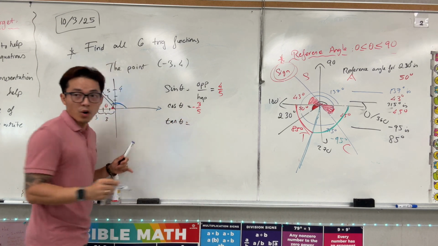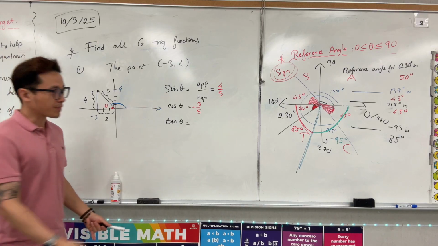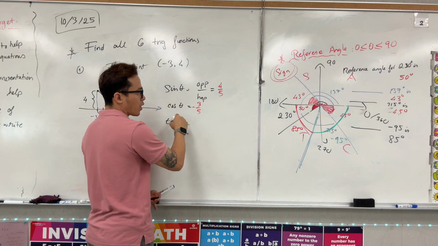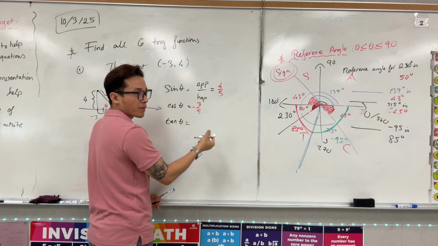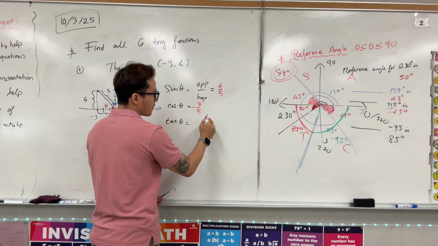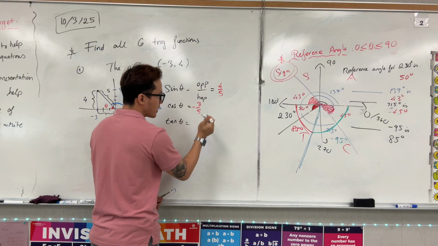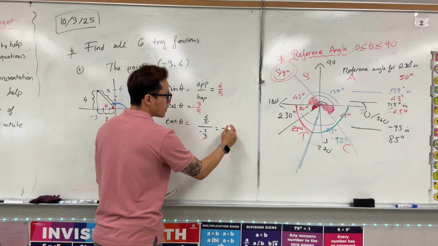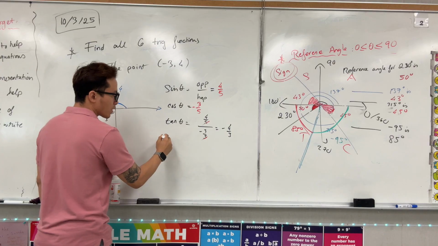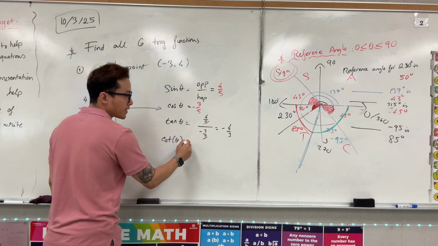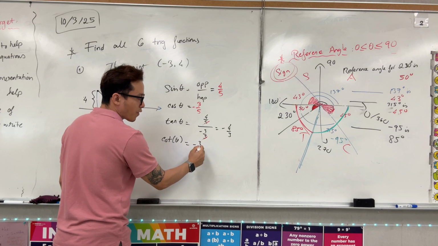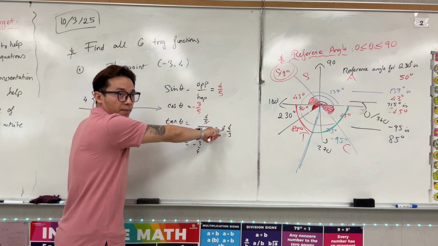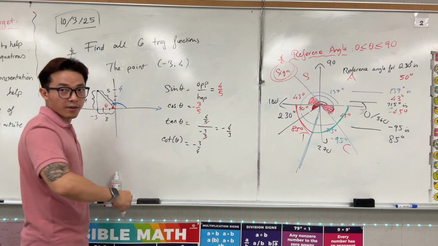Then tangent is also negative. When you divide sine by cosine, the 5 is going to be gone, right? So it's 4 over 5 divided by negative 3 over 5. The 5s are gone, so negative 4 over 3. So cotangent is easy. Negative 3 over 4. Just flip it. You don't need to do cosine over sine.